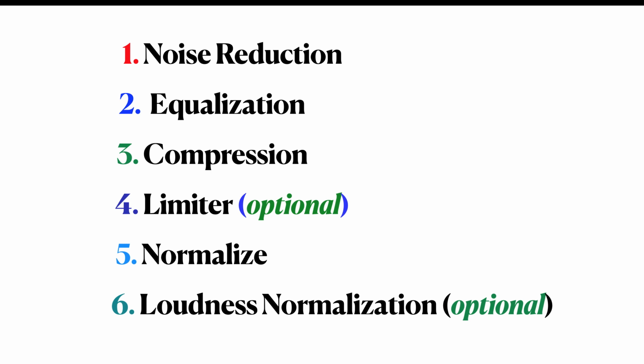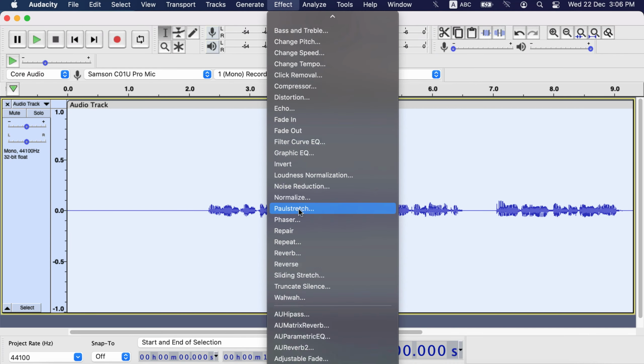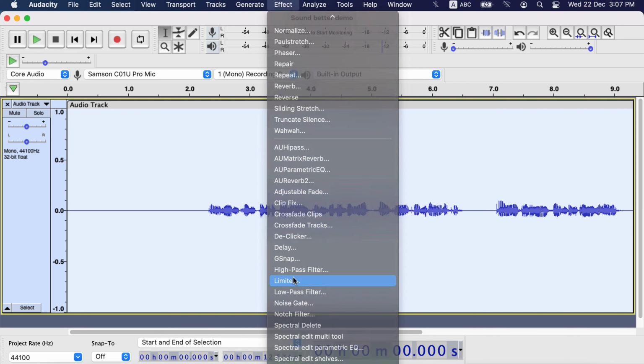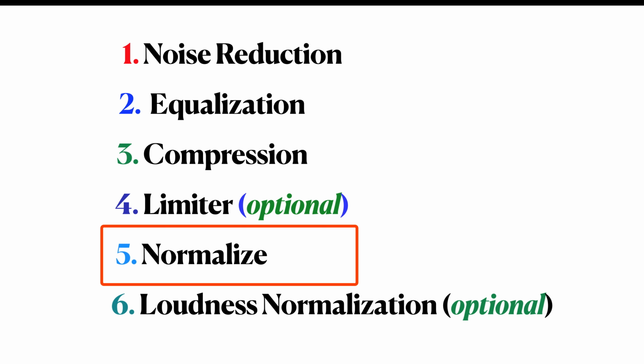Our next effect is the limiter, and this effect should be applied in certain cases only. When you have to use a limiter, you should only apply a hard limit. Other options may clip your audio, which in turn may result in distortion. Before showing in which case you should apply limiter, I will show our next effect, normalization. After normalization, you will better understand when to apply a limiter.